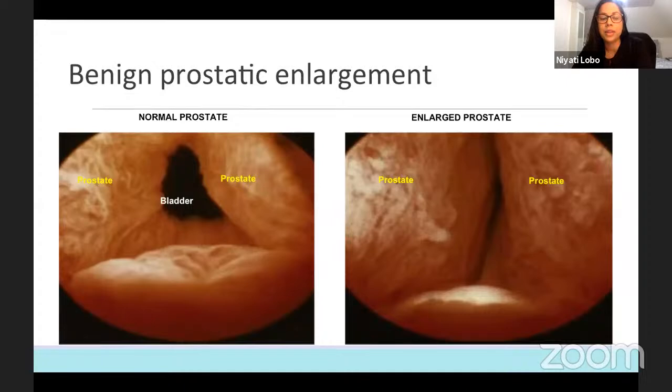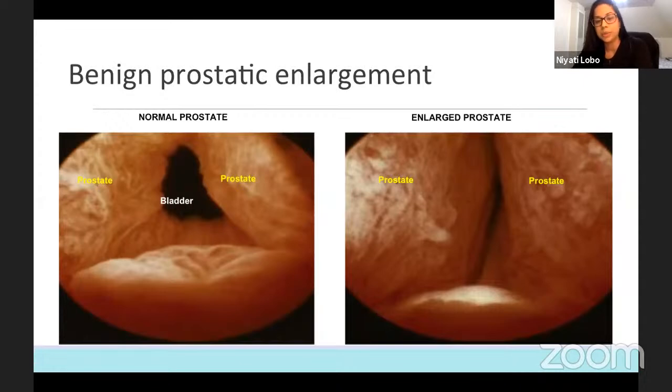Now, on the left-hand side, you can see a normal view, a normal prostate. You can see the prostatic lobes on each side, and then the big black hole is the bladder, and that is where your catheter goes through. And you can appreciate, I think, that there's a nice big hole there which you can get your catheter through easily. Now, on the right-hand side, this is what an enlarged prostate looks like.